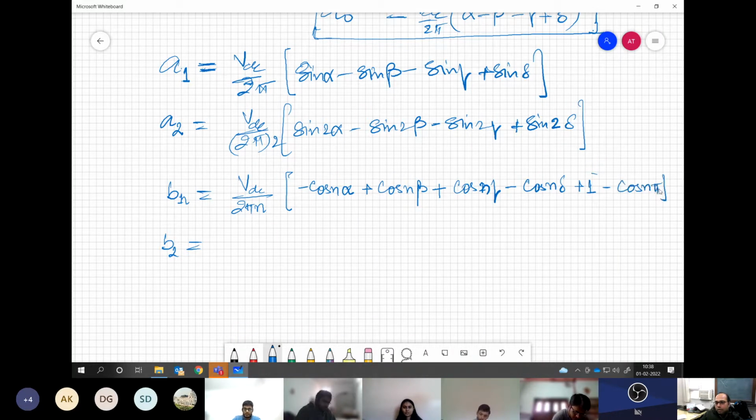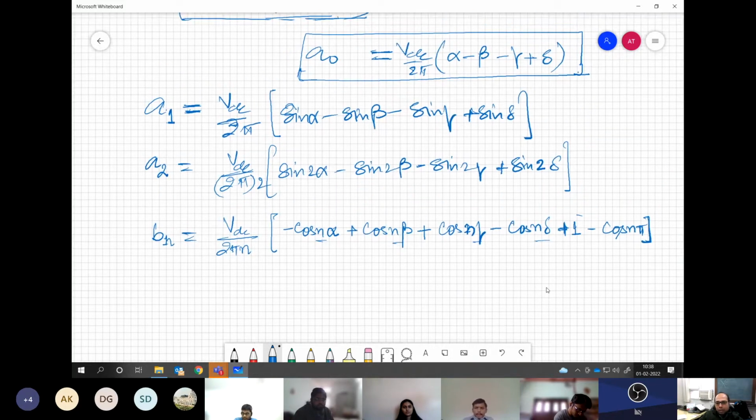So for n equal to odd, it will become plus 2. Okay, good. So we have the expression for B completely. Everywhere we have n, right? Cos n alpha, n beta, n gamma, n delta, and this also coming as n pi. So we have considered all the harmonics.